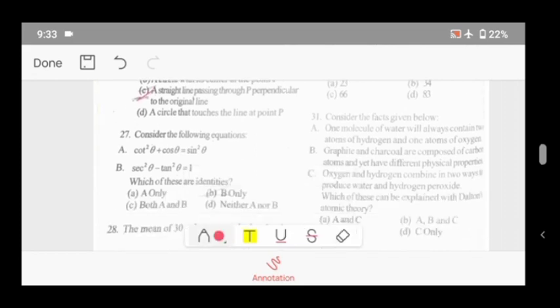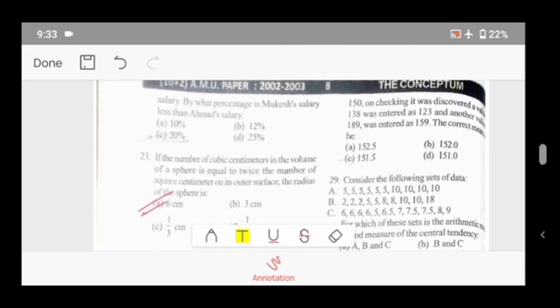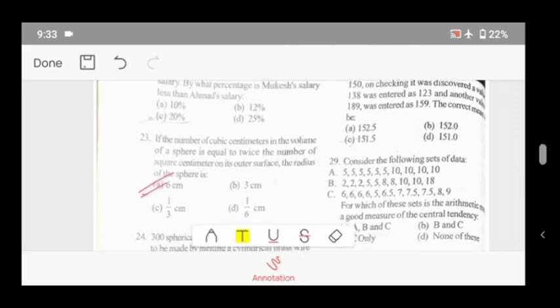Now consider the following question. You have to consider the following: which of these are identities? From these two, which are the identities? So the answer is B1. B1 is the identity. The mean of 30 values was calculated as 150. On checking, it was discovered that a value was wrong. So first you have to correct the mean. This chapter is from data handling.